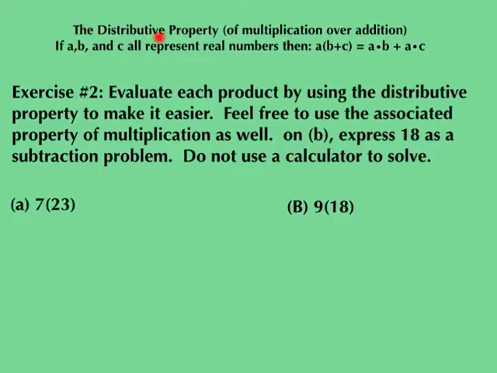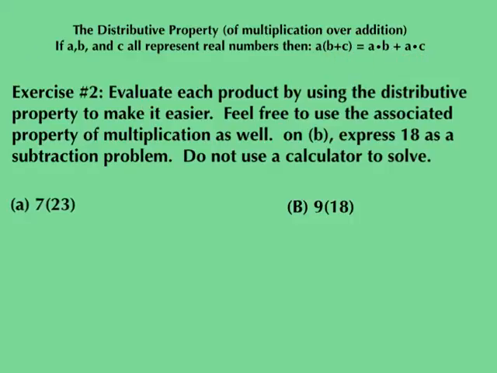The distributive property of multiplication over addition. If A, B, and C all represent real numbers, then A times (B plus C) equals A times B plus A times C. So all I'm basically doing is taking this A and the B, multiplying them together, keeping my plus sign, and then the A and the C.